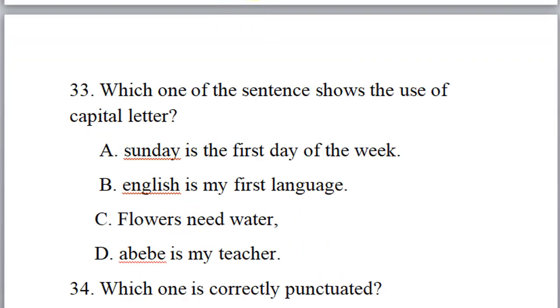Yeah, question number 33. Look here. Which one of the sentences shows the use of capital letter? The use of capital letter, please. When do we use capital letter? Days in a week, months in a year, names of persons, proper nouns, historical places, and names of books. These items can be written with capital letter, which means that the first letter should be written as capital letter.